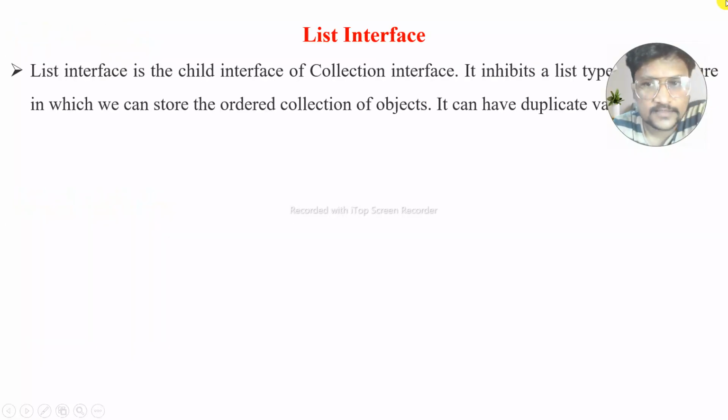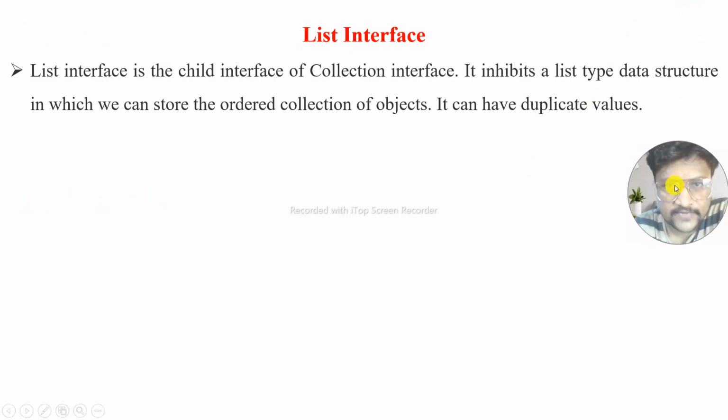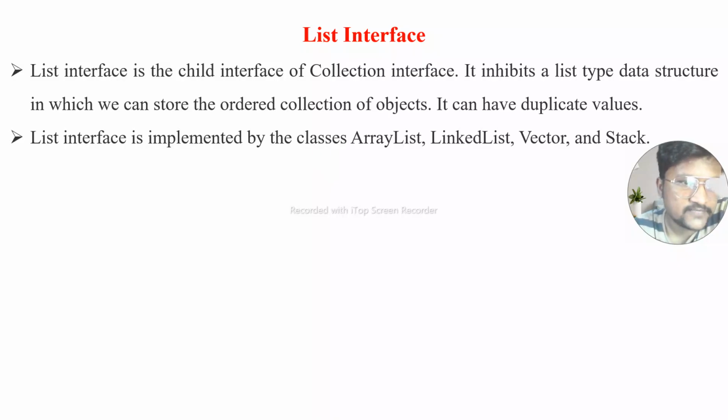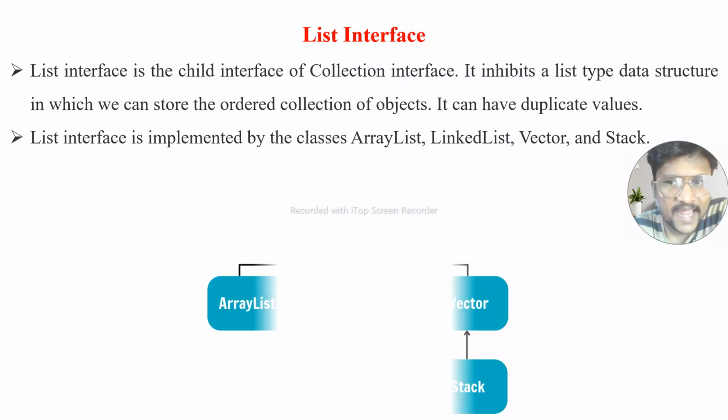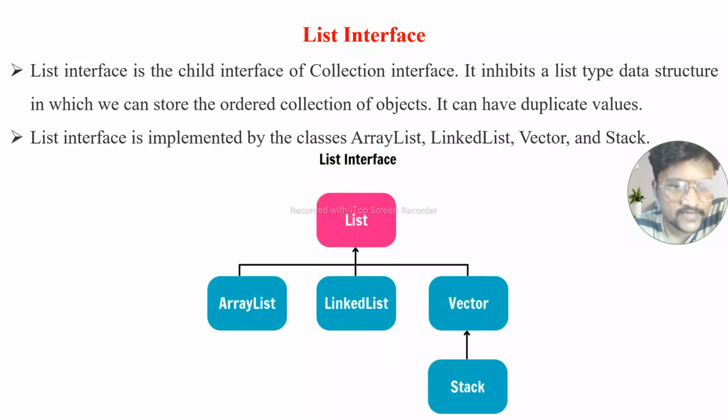Next, the first interface is List interface. So what is this List interface? The List interface is the child interface of the Collection interface. It inhabits a list type data structure in which we can store the ordered collection of objects. It can have duplicate values. Then the List interface is implemented by the classes like ArrayList, LinkedList, Vector, and Stack. You can see the chart: this is the List interface which has ArrayList, LinkedList, Vector, and Stack as classes. These classes are going to implement the List interface.